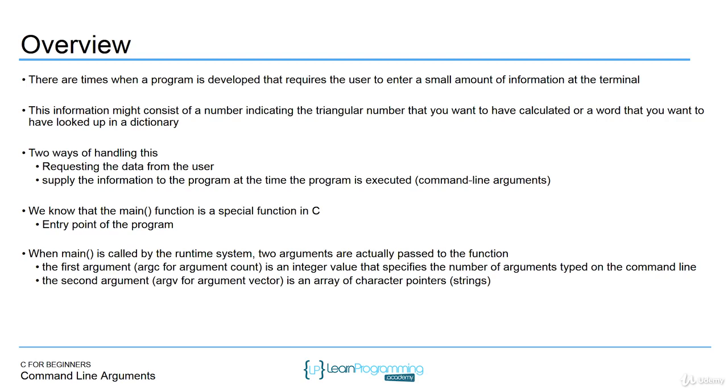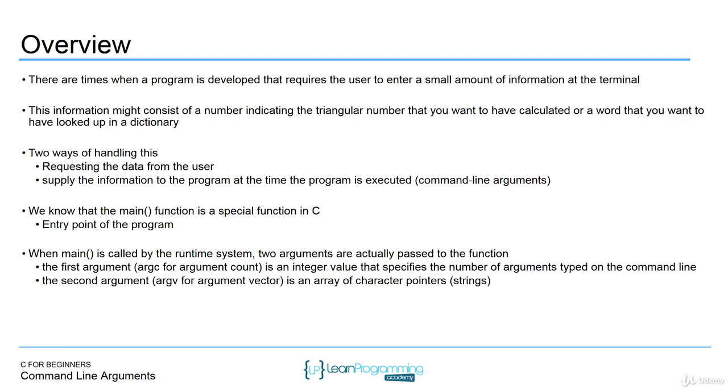How much data is being passed to the program? It's an integer value. It specifies the number of arguments typed at the command line. The second argument, which is represented by argv for argument vector, is an array of character pointers. Now, you may ask yourself, what's an array? We don't know what an array is yet, but again, it's important to understand how you can pass in command line arguments. You can just think of an array as many different variables for now. So first argument, argc for the argument count. Second argument is a vector.